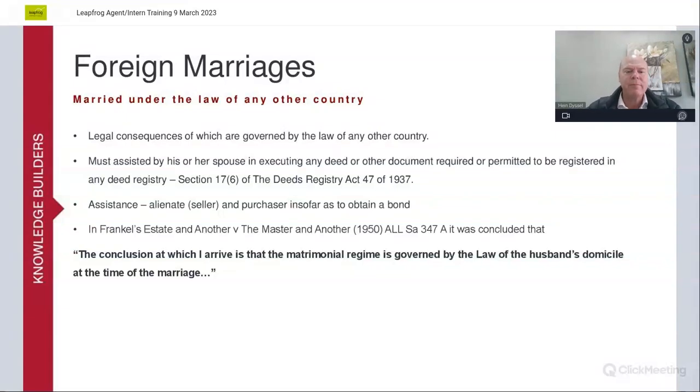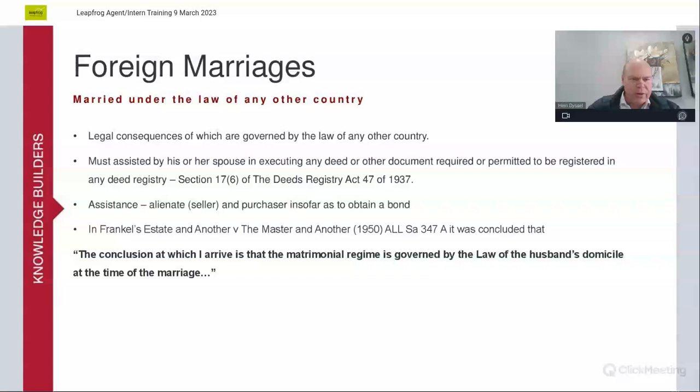So that is why in foreign marriages, when you are selling a property or you are taking out a mortgage bond, yes, the property can register in your name on your own, and the bond in your name on your own, no problem. But your spouse must assist you, because we don't know what the rules and regulations of that country are. So all spouses must assist in foreign marriages.